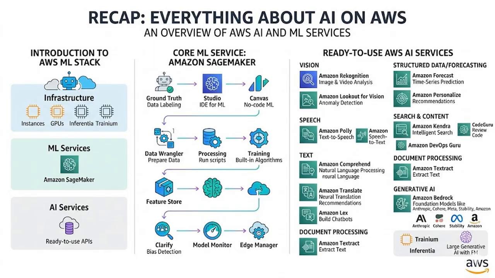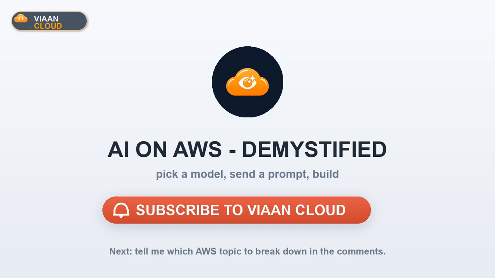Bedrock to buy models, SageMaker to build them, and ready AI services for specific tasks. Pay per token, start small. That's generative AI on AWS, clear and buildable. And that's AI on AWS, demystified.